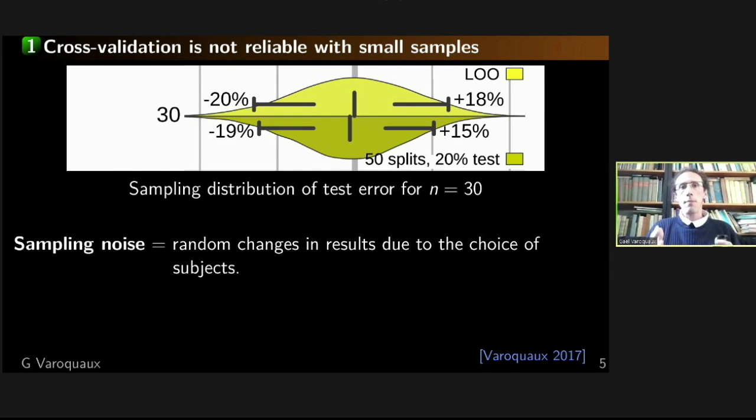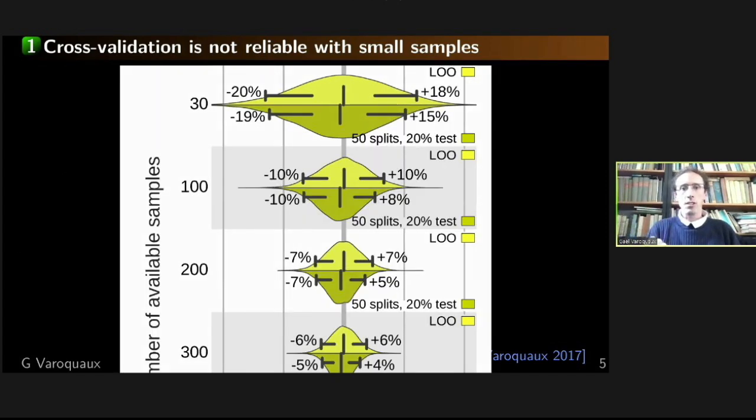In general, the problem is that cross-validation is not reliable with small samples. If I have 300 samples, this is the distribution of test error that I'm observing due to sampling noise. Sampling noise is basically the changes that I observe if I do random choices of subjects. Now, if I have more observations, the sampling noise goes down, but you can see that at 300 observations, it's still quite wide, plus and minus 5%.